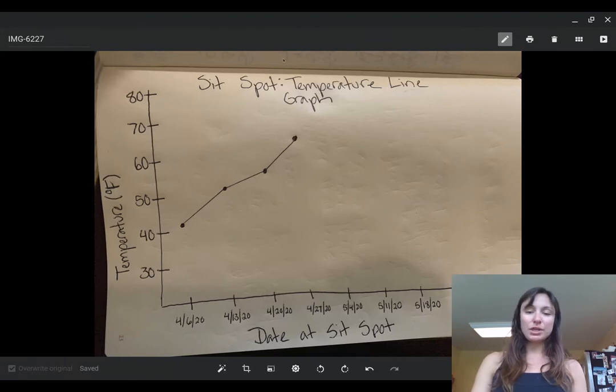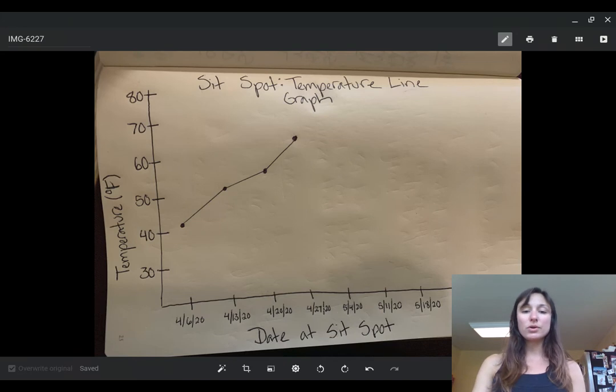So just a few things to note about this line graph. At the top, I have my title, Sit Spot Temperature Line Graph. Then here, you can see the outline of the graph. So watch where my cursor is. At the bottom, that's called the x-axis. Along the x-axis, what I have is the dates that we have or will be going to visit our sit spot. So the first day we visited our sit spot was April 6th, 2020, then April 13th, 2020, April 20th, 2020, then today, April 27th, 2020.